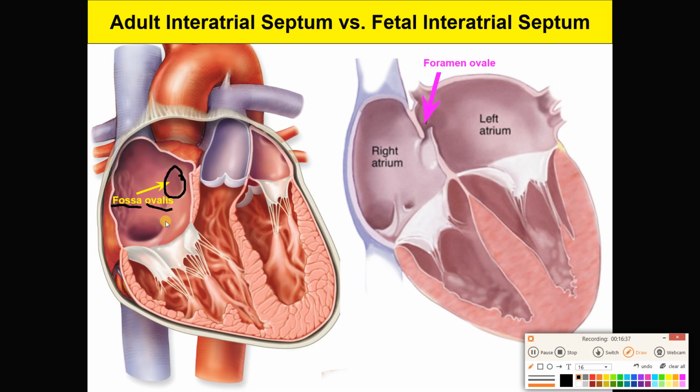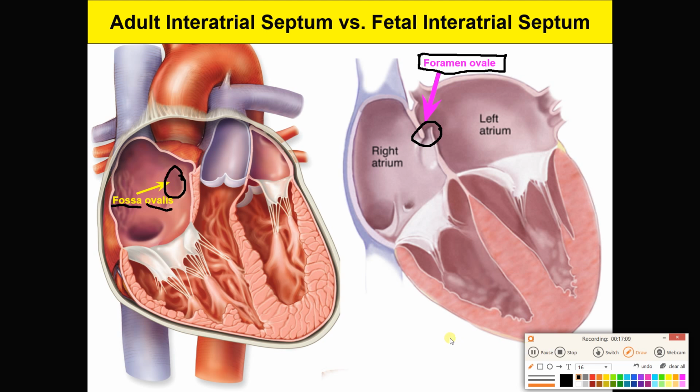This fossa ovalis is a remnant. It's a vestige of a hole that was in the fetal heart. So the fetal heart actually has a hole between the two atria that we see right here. And this hole is called the foramen ovale. And I know you remember the word foramen from bones too, because a foramen was a hole in a bone, like the foramen magnum.